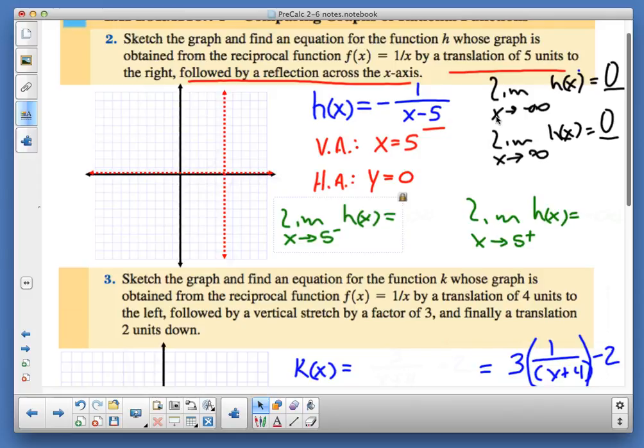My limit here of h of x as x approaches 5 from the left and as it approaches 5 from the right is my behavior of my graph around my asymptotes. So I don't have to look at the graph anymore. I can actually create the graph based on these pieces of information that I'm finding. So when I'm looking at this, I've got the limit of h of x, and remember h of x is negative 1 over x minus 5.